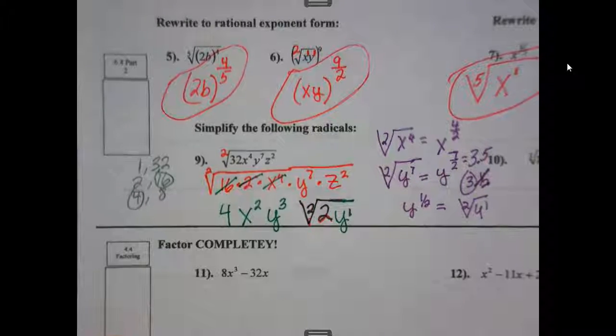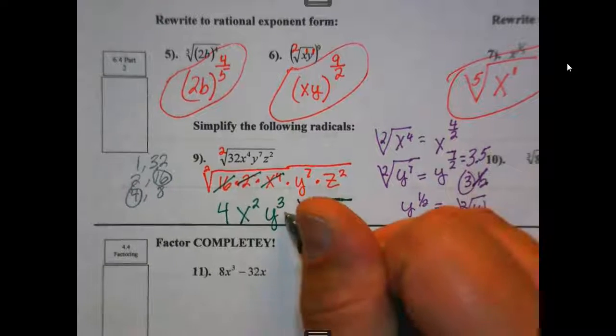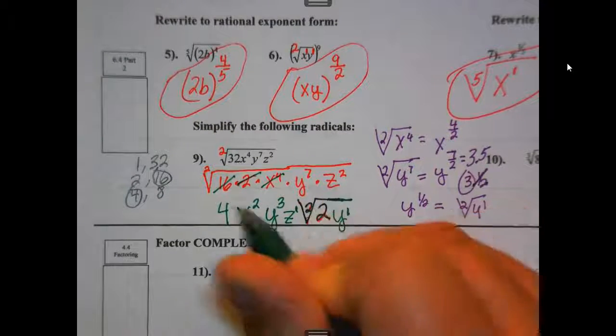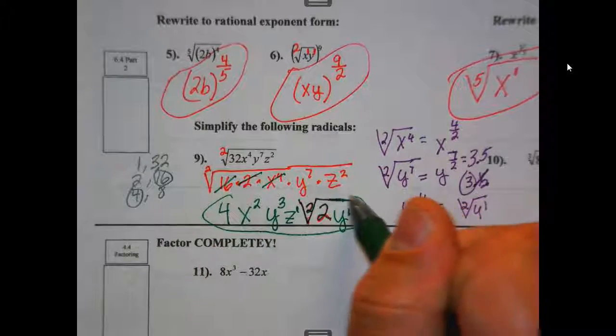Okay. What's z to the 2 divided by 2? Z to the 1st. Now, was that so hard?